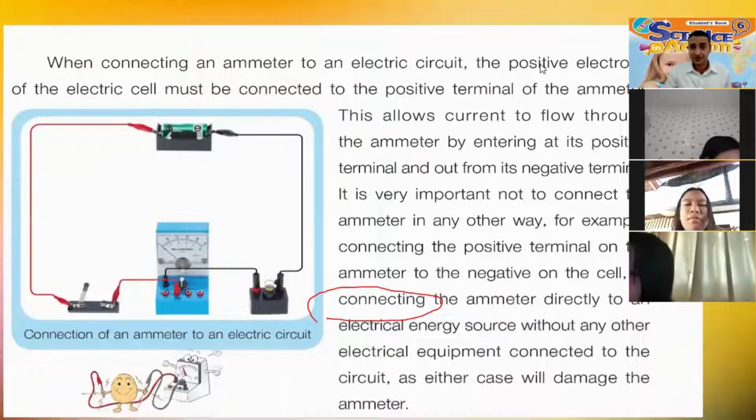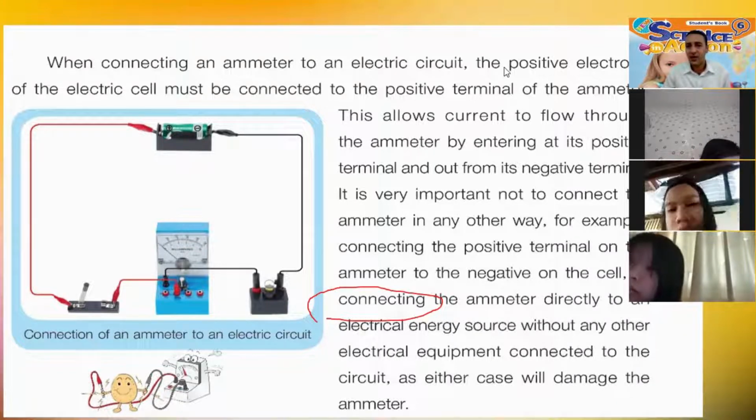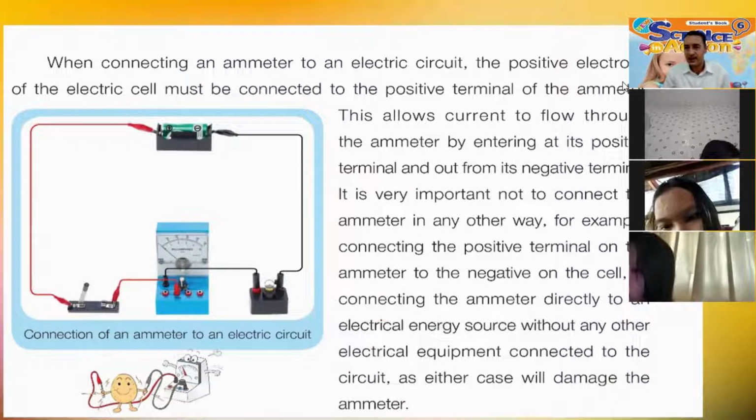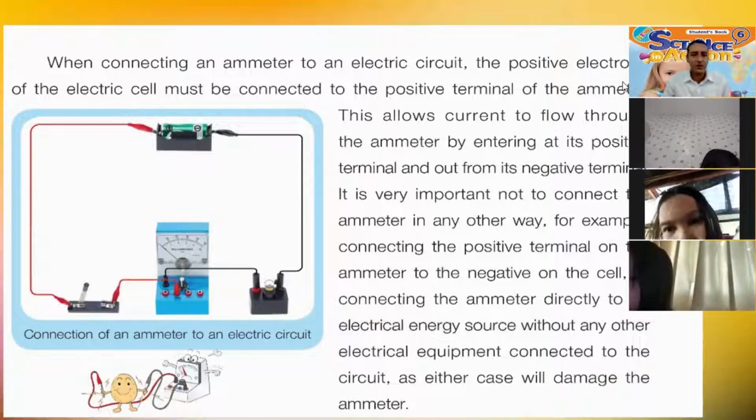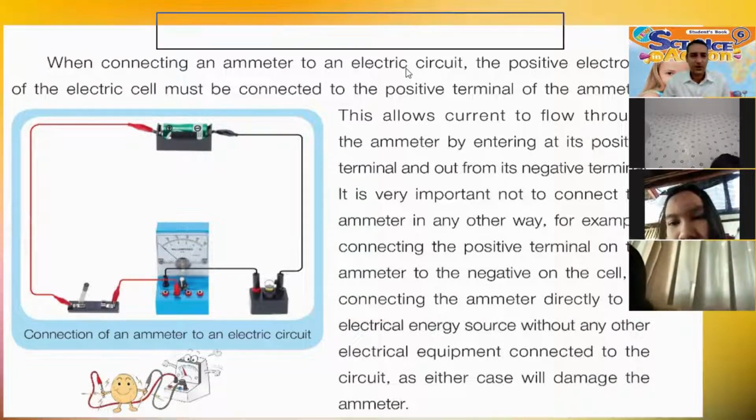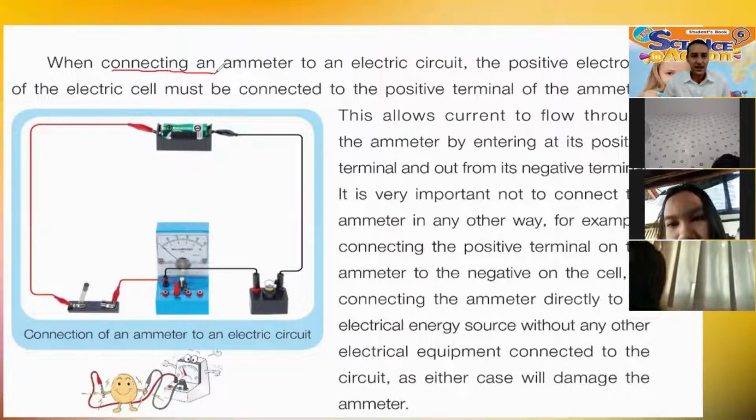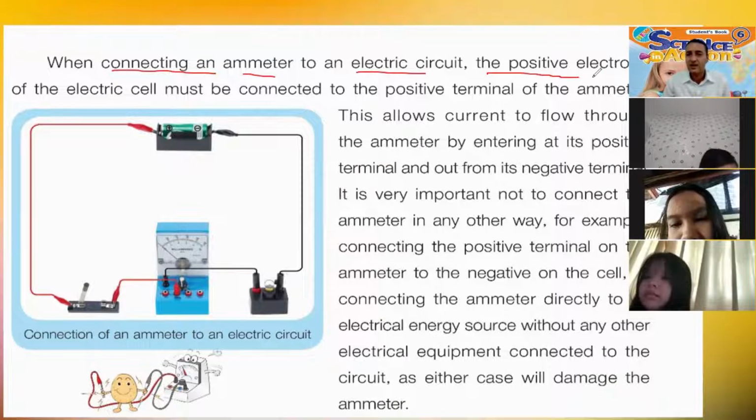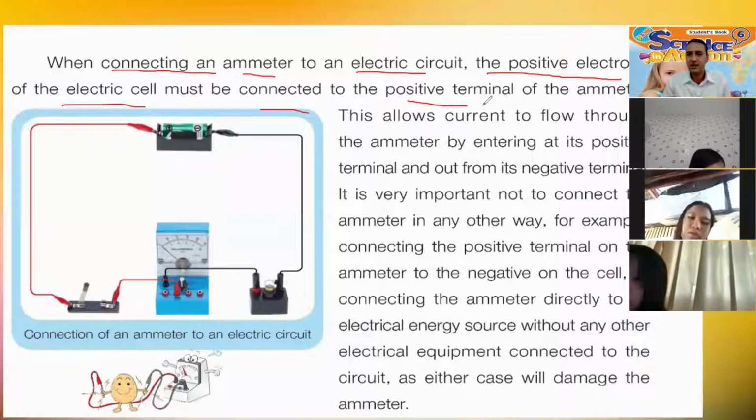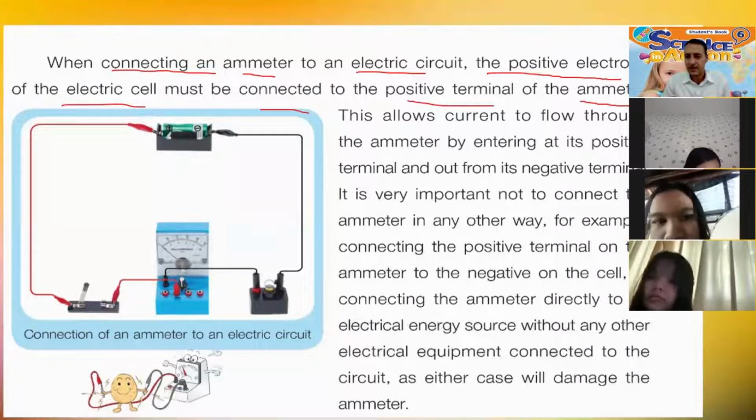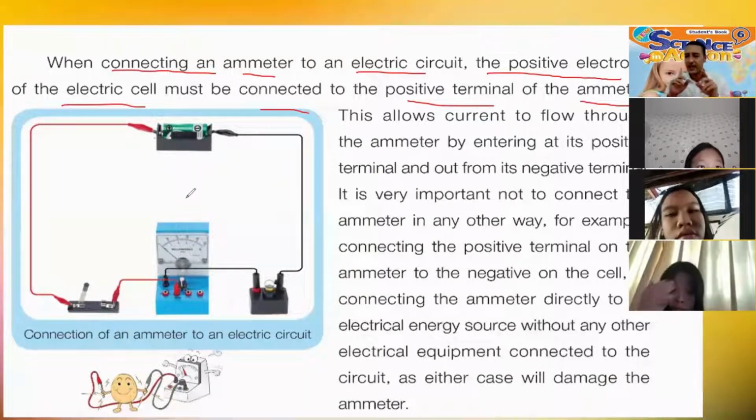All right. So how are we going to use an ammeter properly? First of all, we have to make sure that when connecting an ammeter to an electric circuit, the positive electrode of the circuit cell must be connected to the positive terminal of the ammeter. Here, for example, you can see what you have to do while you are connecting an ammeter with an electric circuit.